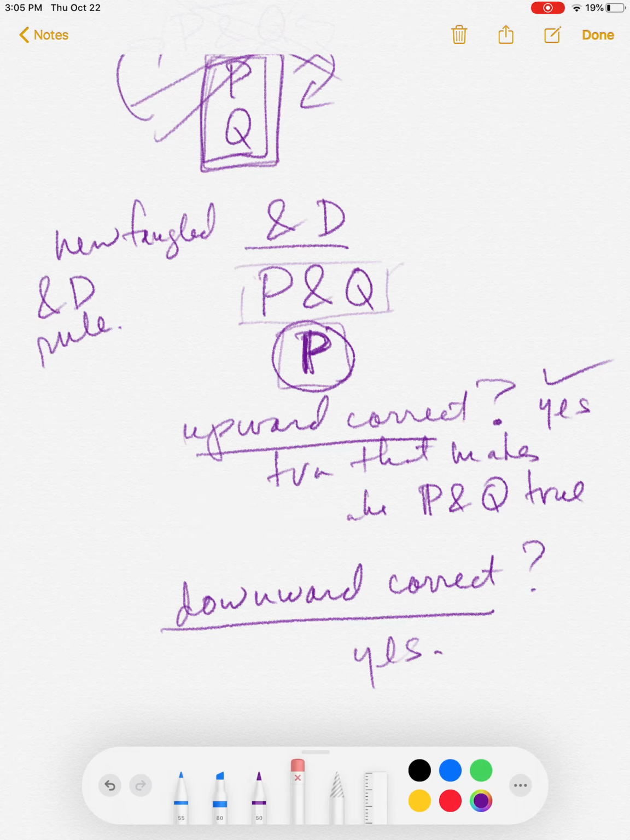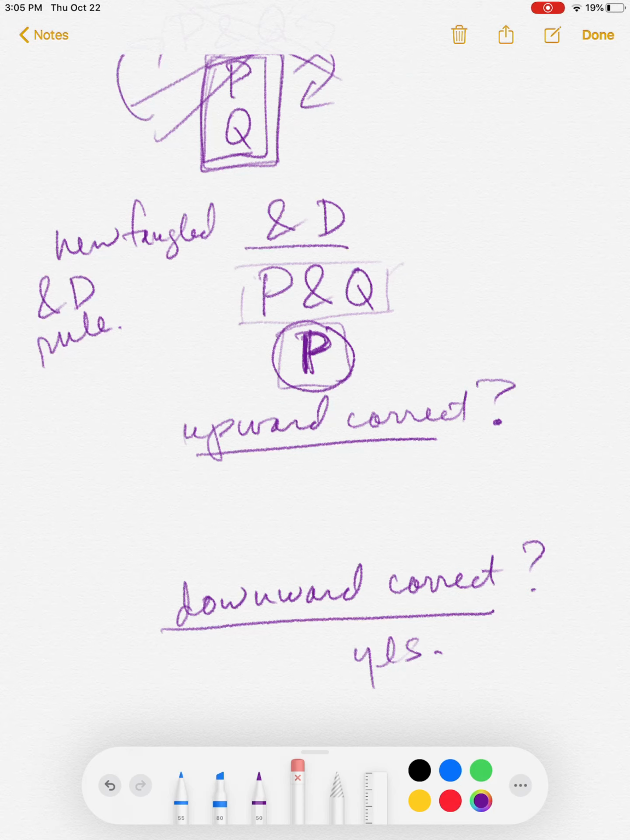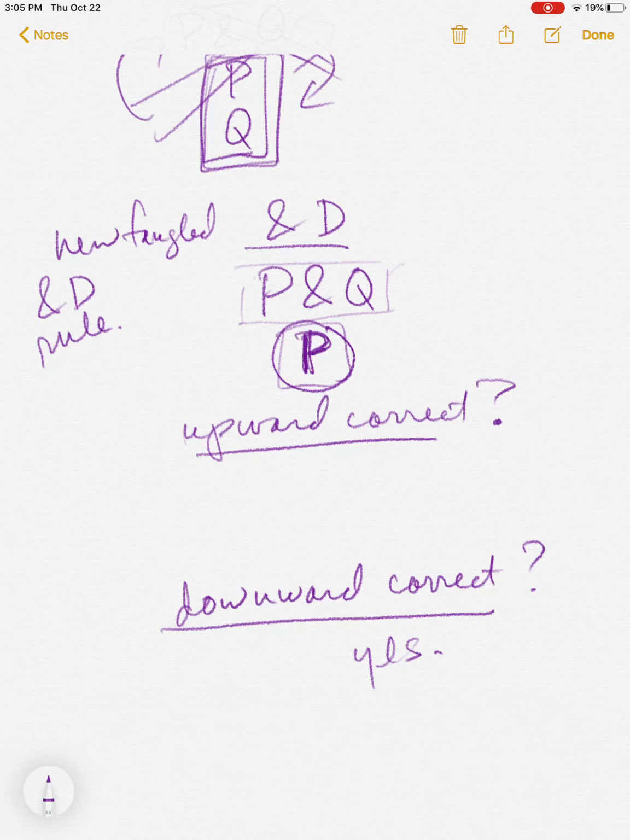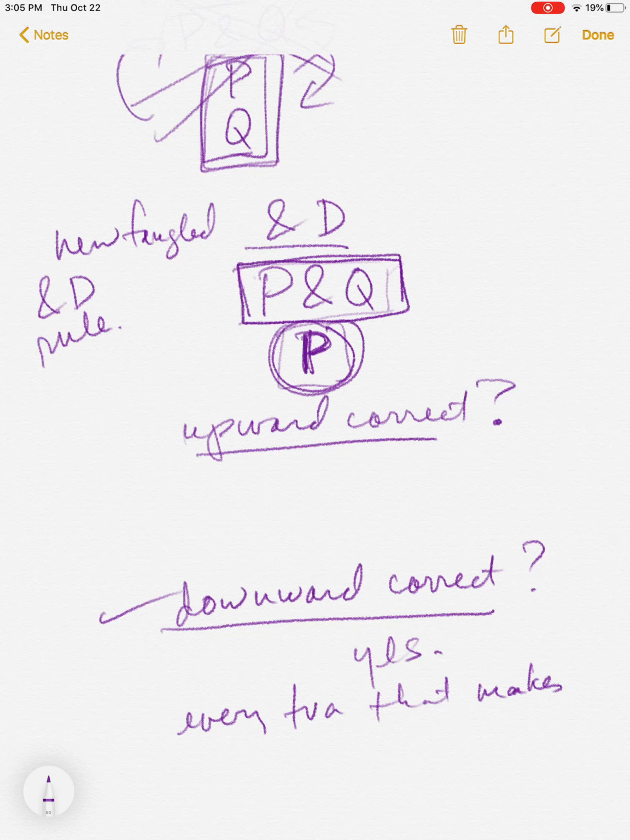Hold on. Let me go back to upward correct. I was being too quick here. Is the rule downward correct? Is it the case that every truth value assignment, I had a little thinko there, I made a mistake. For downward correct, is it the case that every truth value assignment that makes P and Q true makes P true?